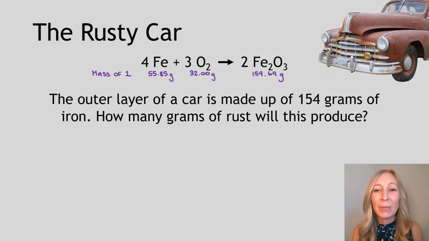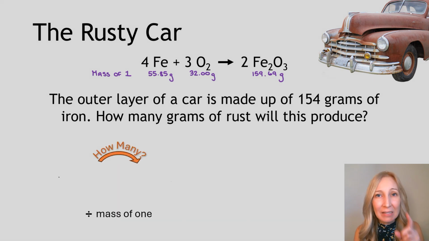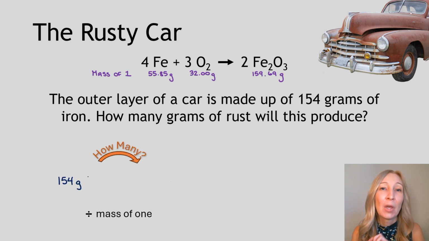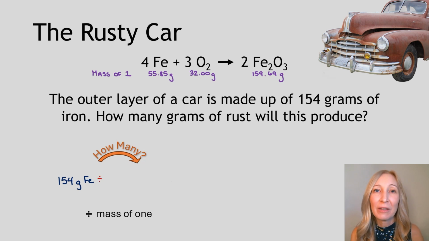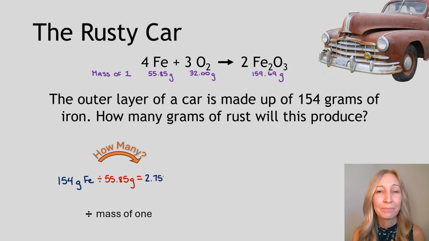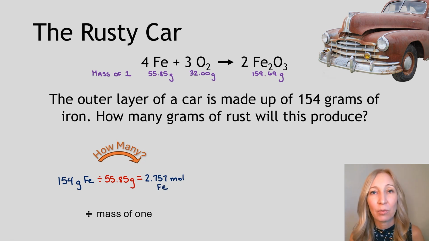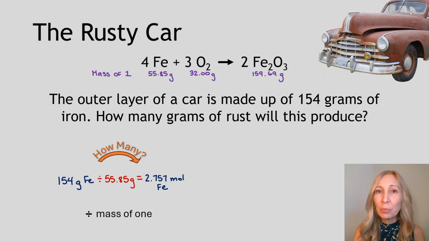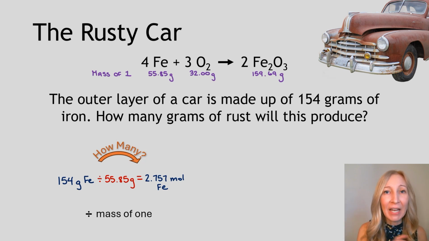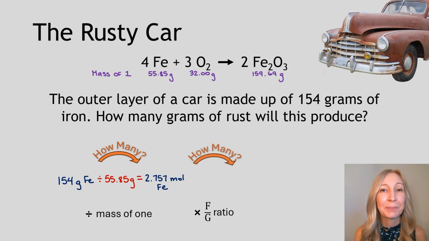Remember, we'll always start by dividing by the mass of 1. 154 divided by 55.85 is 2.757. I'm going to keep a couple extra numbers after the decimal, and then at the end, I will round. So there are 2.757 irons, or moles of iron.